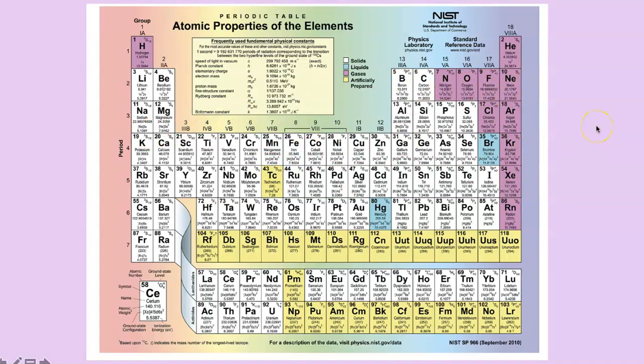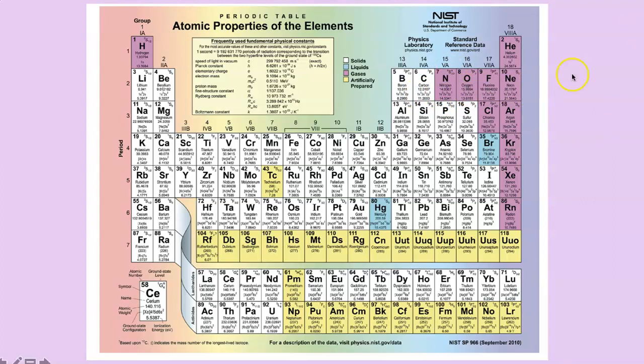So every element has a unique number, and that number represents the number of protons in the atom. For example, carbon, which is right here, is element 6. That means atoms of carbon have 6 protons. If I take a carbon atom and somehow I manage to squeeze another proton in there so that there are 7, then I have nitrogen. I no longer have carbon. So the number of protons dictates what element it is.